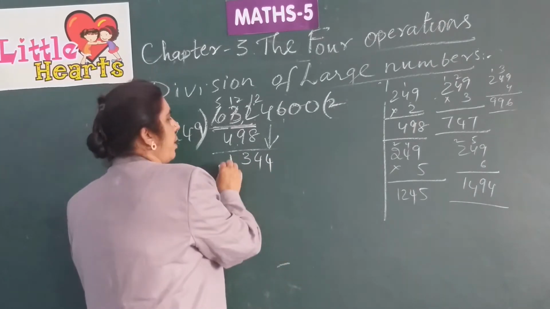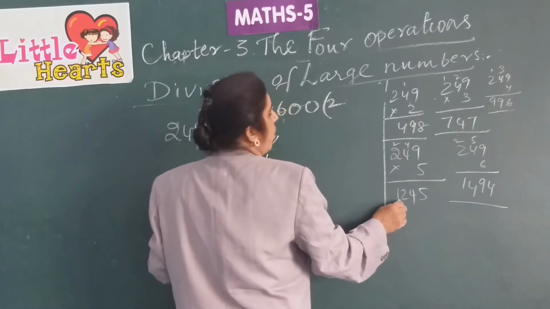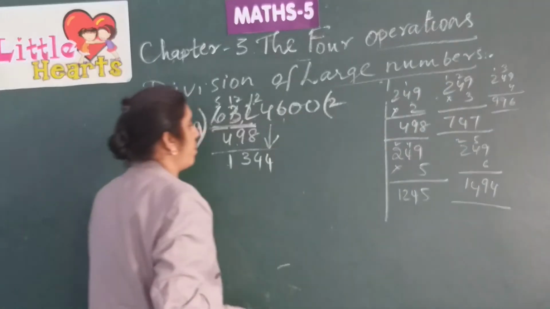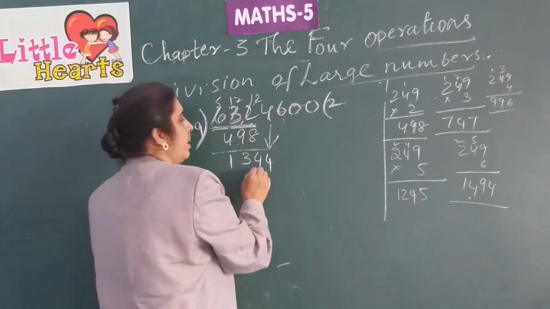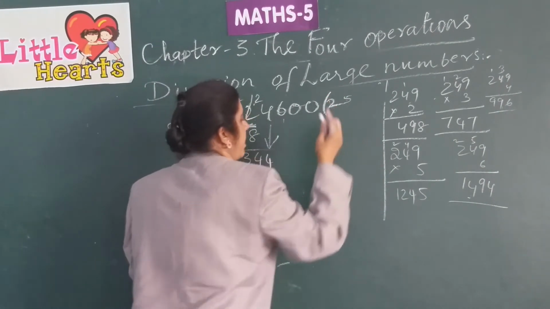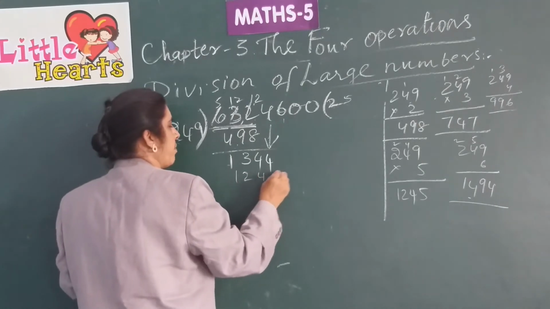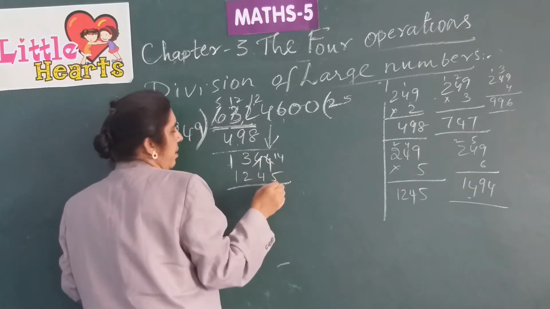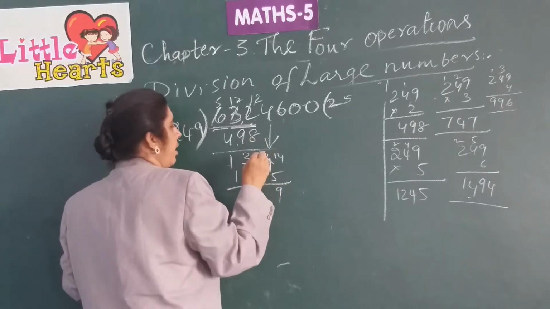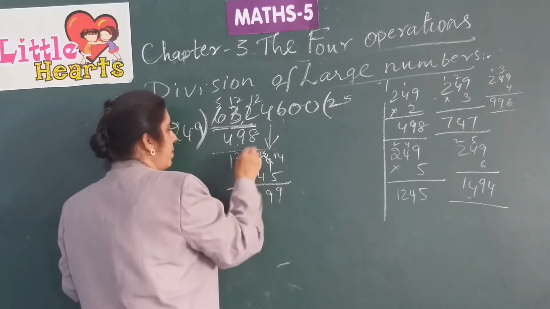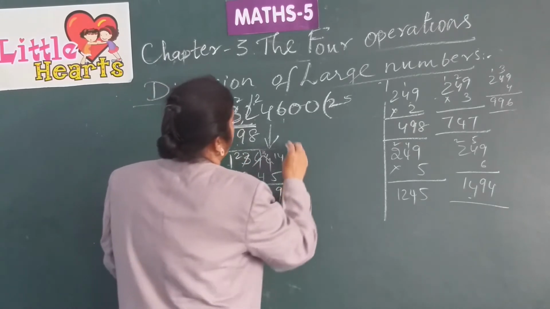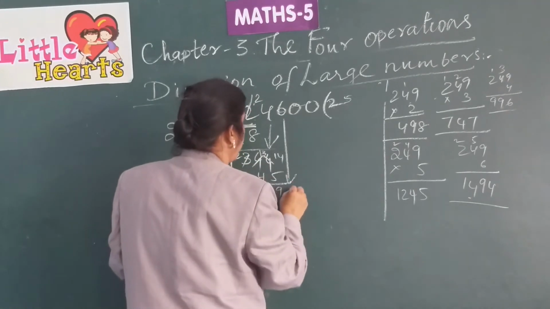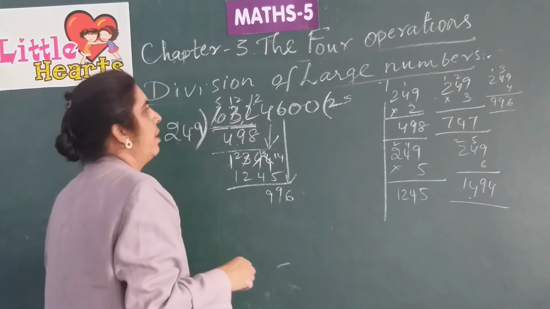Now 249 fives are 1245, 249 sixes are 1494. As this is greater than this, we shall go with 249 fives, which is 1245. 14 minus 5 is 9. Here 3. 13 minus 4 is 9. Here it becomes 2. Now bring down 6, 996.